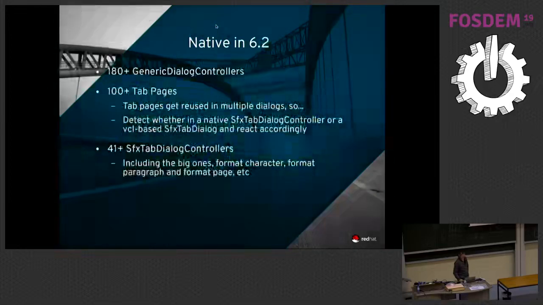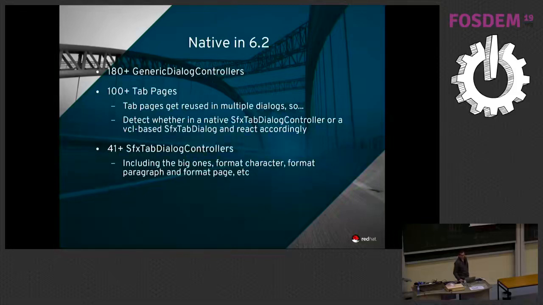All right, so 6.2 then, what we have is 180 or so generic dialogues. They're the simple ones that just have one page in the dialog, and then there's about 41 dialogues that contain multiple tabs, and then there's about 100 plus actual tabs, and they're all combined together in multiple ways. Different dialogues will use different tabs, and the same tab will reappear in different dialogues. So the background tab will reappear in the paragraph dialog, the character dialog, and so on.